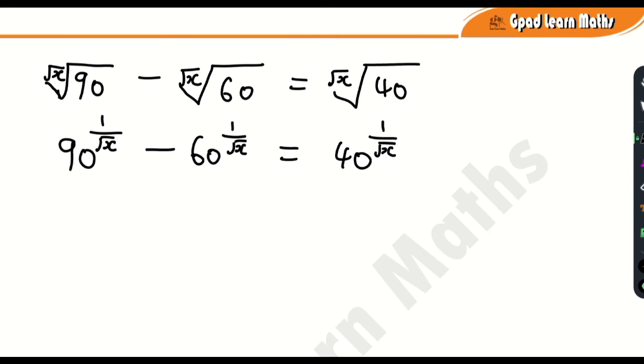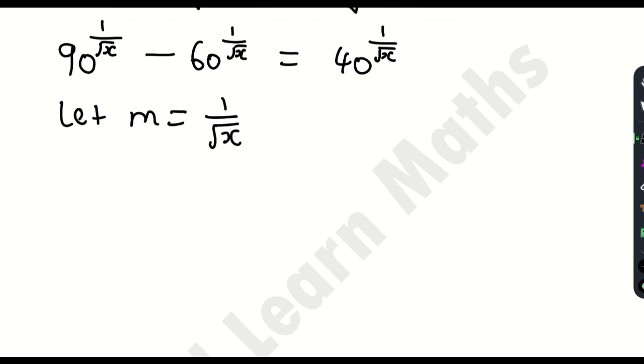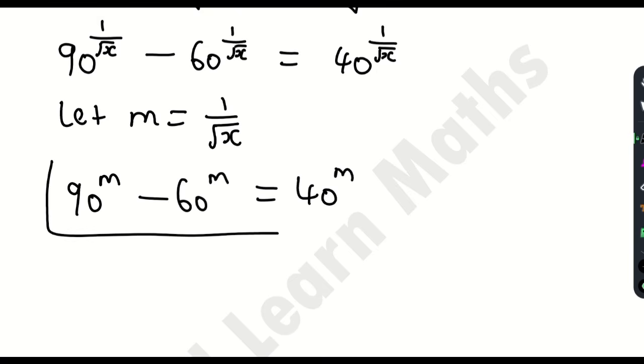Now, I have 1 over root x common here, here, and here. Let's make this equation a little simpler. So I'm going to say let m be equal to 1 over root x. By doing that, I would have made the equation simpler. So I'm going to have 90 raised to the power of what? M. No longer 1 over root x. We just said let m be equal to 1 over root x. Then minus 60 raised to the power of what? M is equal to 40 raised to the power of what? M. Such an interesting, simple equation now.